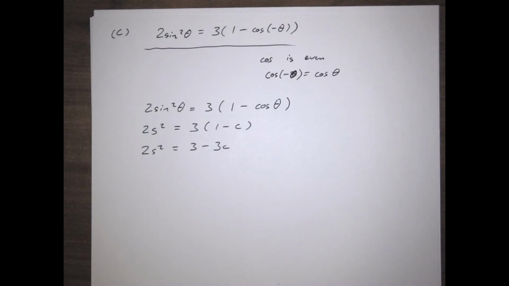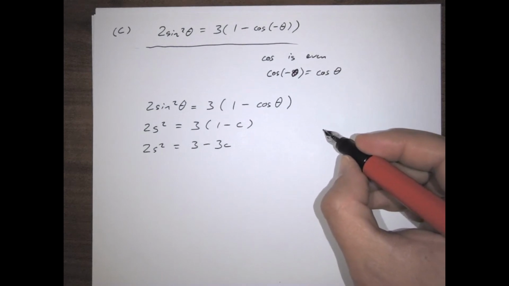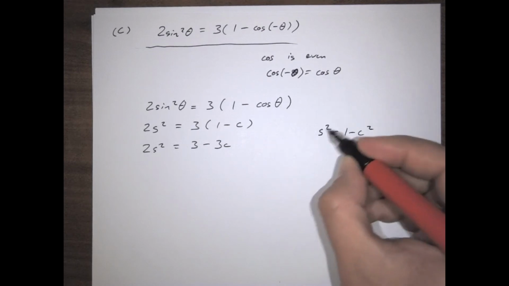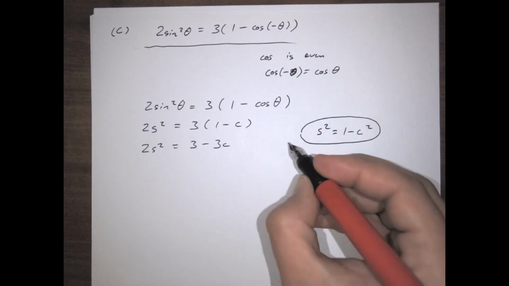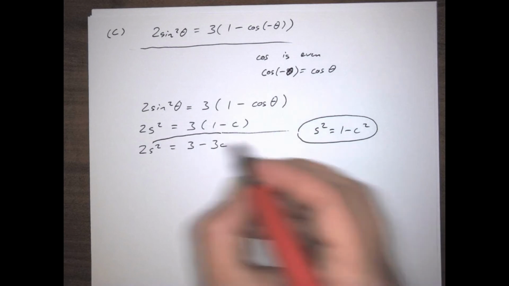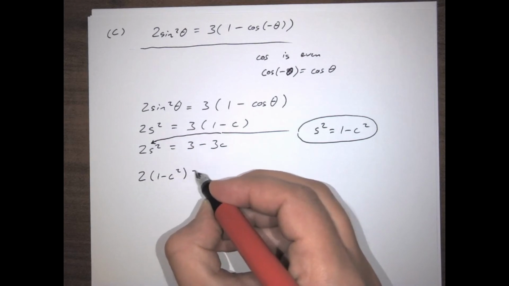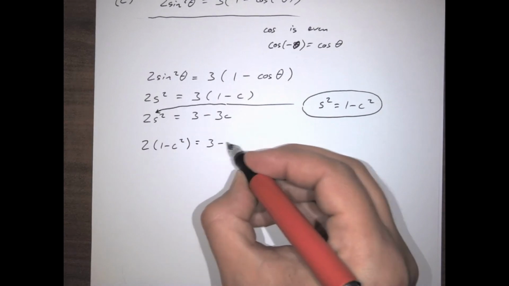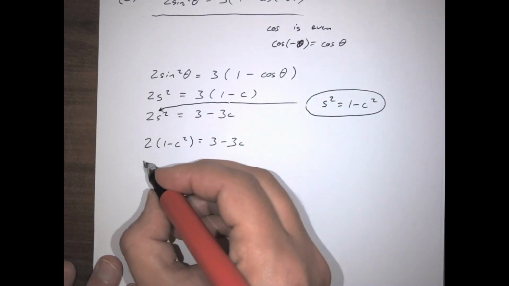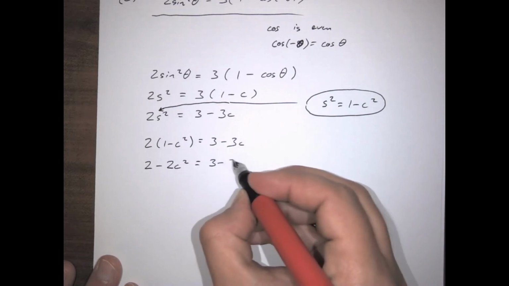And now we look at this and we see that we have a mixture of both of them in play. And so I want to substitute out the s squared for its corresponding c squared. So s squared is 1 minus c squared. That's a Pythagorean identity. And so we can just put that right into there. So then what that means is 2 times 1 minus c squared is equal to 3 minus 3c. And what I can then do is I can just distribute this out and see where it takes us. So 2 minus 2 cosine squared is equal to 3 minus 3 cosine.